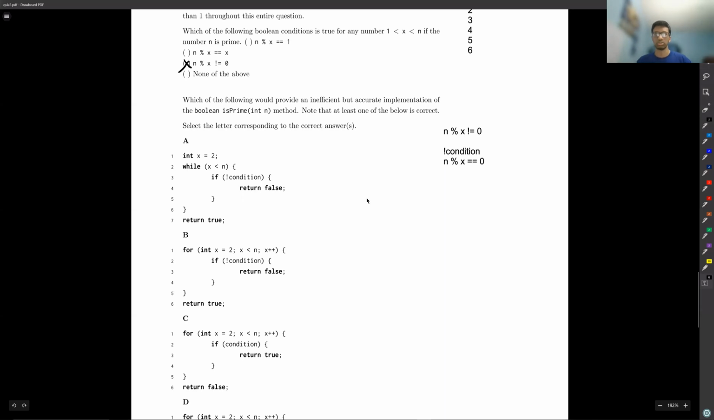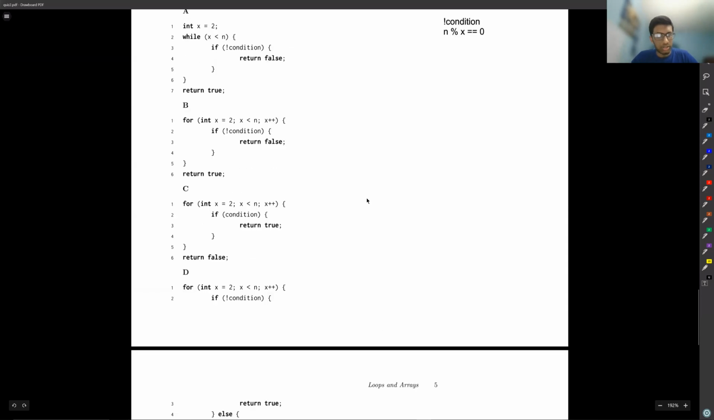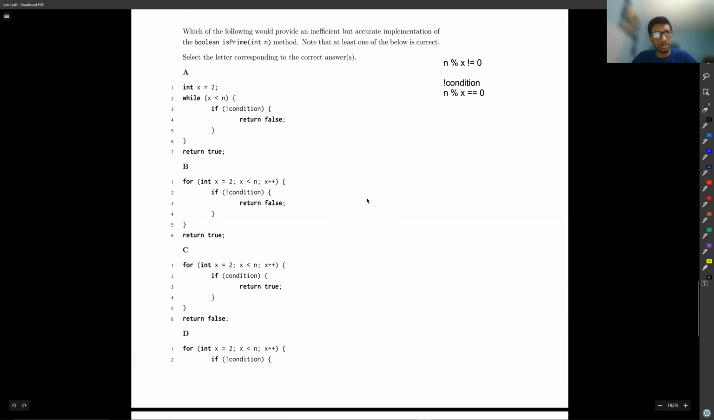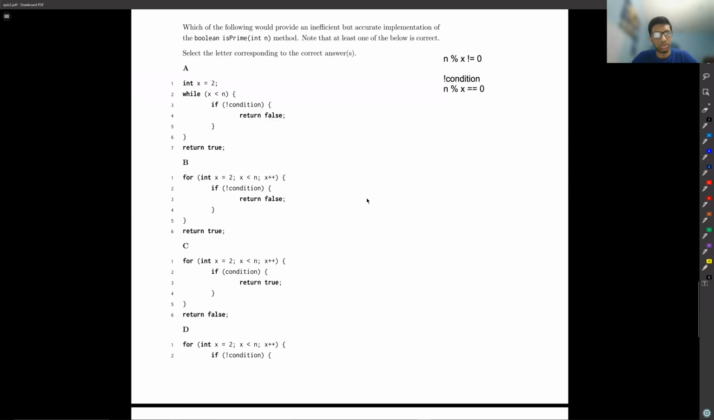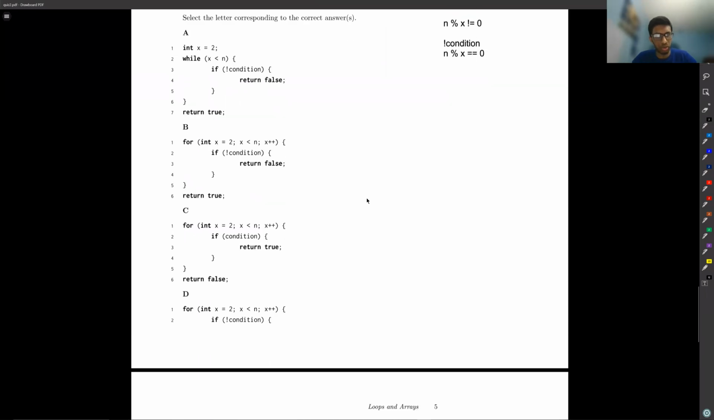So let's take a look. I'm going to turn on the laser pointer. We have 4 options here. Let's go through all 3. So A, there's something that pops out to me, which is that we're using a while loop, but in the others, we're using a for loop.